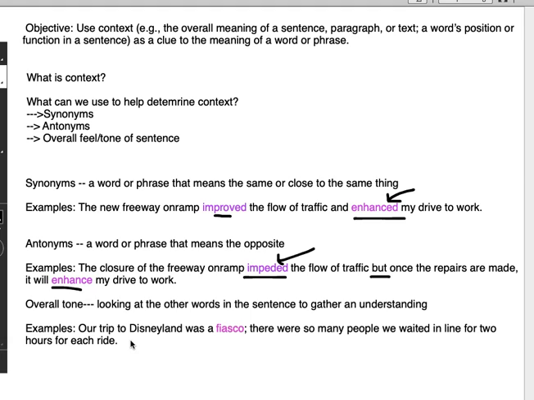I might not have an antonym or synonym in the sentence in which to determine the meaning of a word. So if I were to say, our trip to Disneyland was a fiasco, there were so many people we waited in line for 2 hours for each ride. Okay, so the word fiasco is the pink word, and that's the word I need to determine the meaning of. That means that nobody wants to wait for 2 hours for each ride, right? So the word fiasco means a disaster.